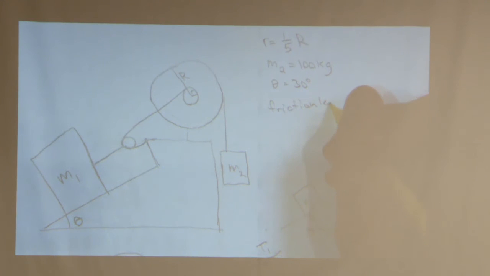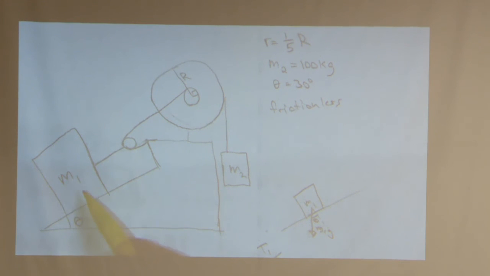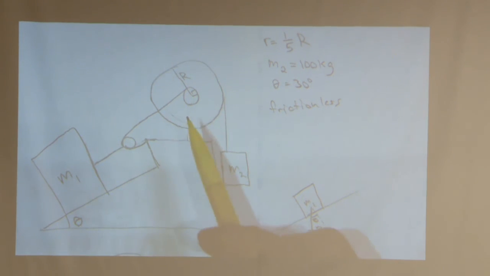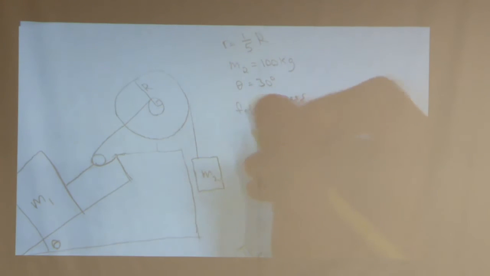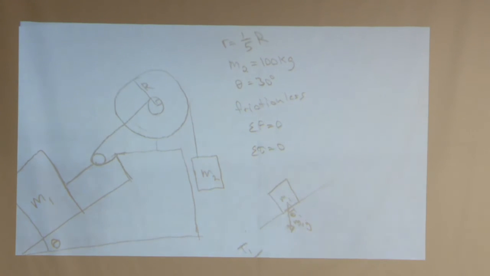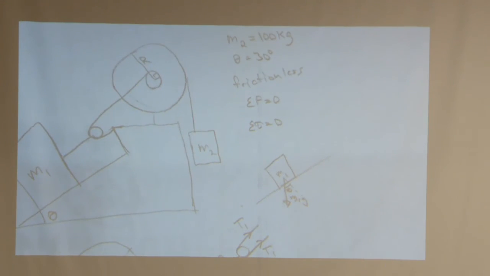All right. And the problem is going to ask to find the mass of M1 so that everything is in equilibrium. So basically, we want nothing to move in the system. So again, we're going to do our net force equals 0 and our net torque equals 0. So just Newton's second laws, but changing the acceleration to 0.